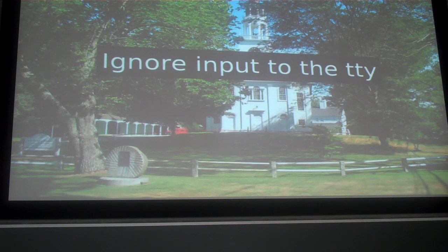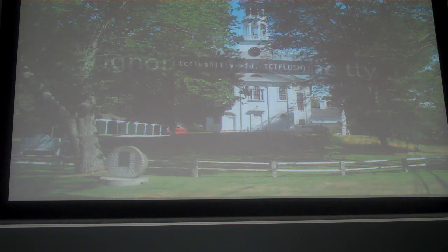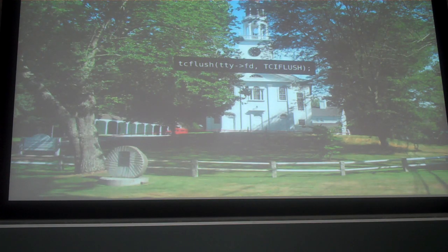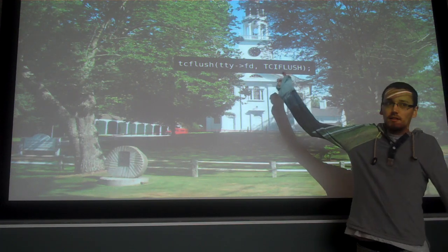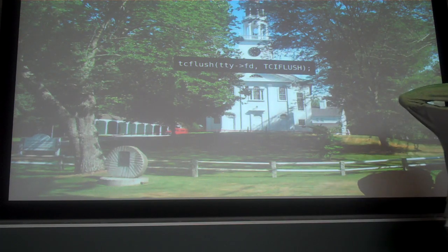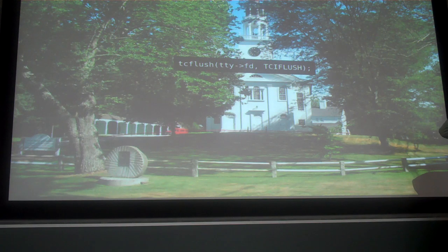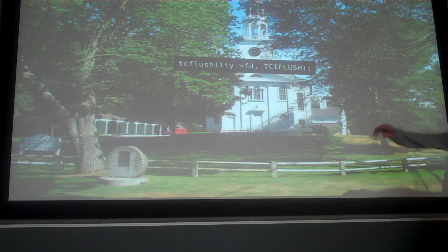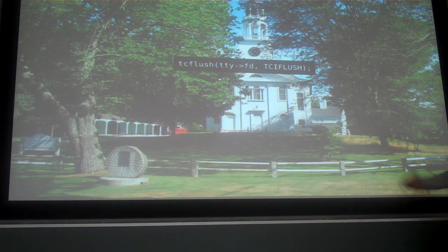So how we're going to do that is there's this tcflush function, so we can open the TTY device directly and get a file descriptor on that, and then we can add that file descriptor to our main loop or whatever mechanism we're using, and whenever it's ready for reading, we'll just call this tcflush function, which will just discard all the pending input, so it won't go anywhere, it won't be handled.